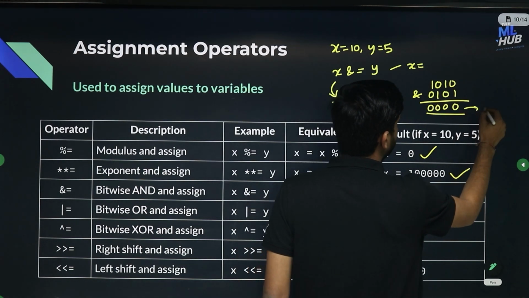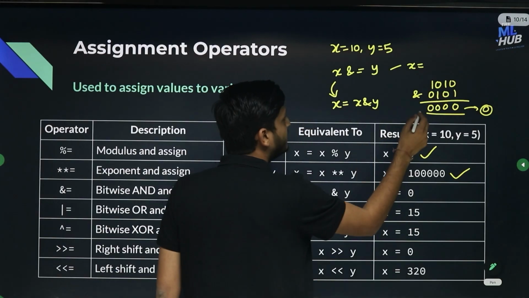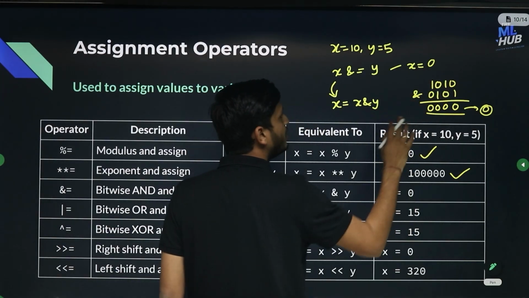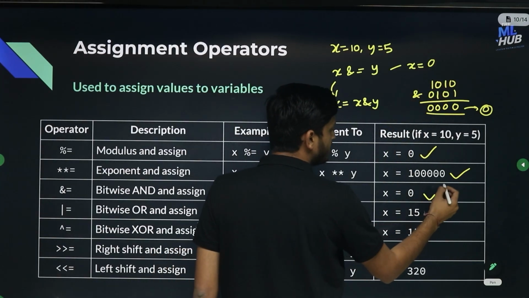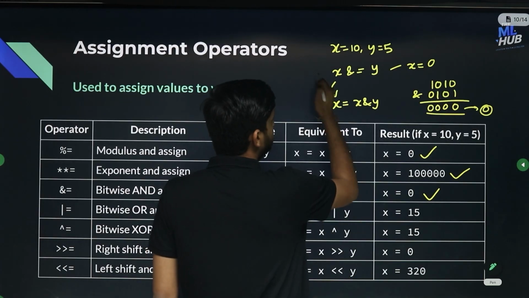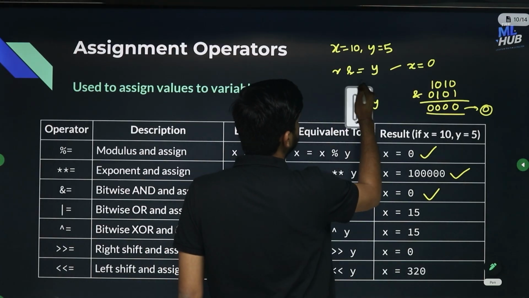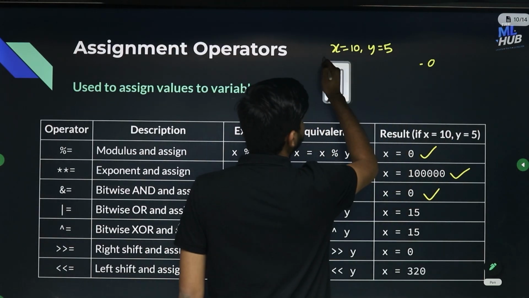So I will get the 0 as output. So x will be assigned the value 0 after this operation, and y will remain as it is. So x will become 0 if you do AND equal to. Now similarly, if you do OR equal to, let us see that.